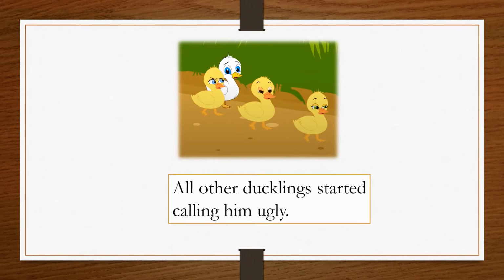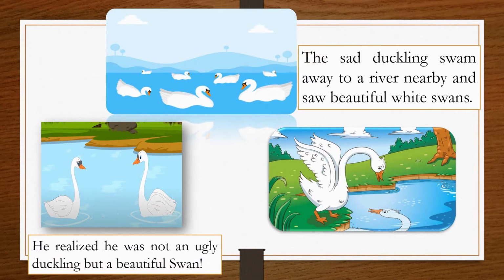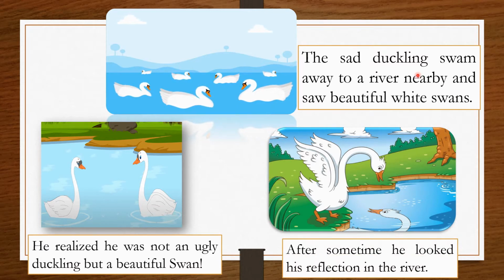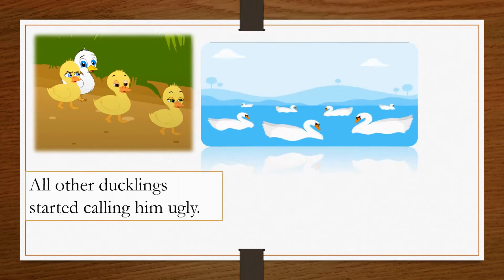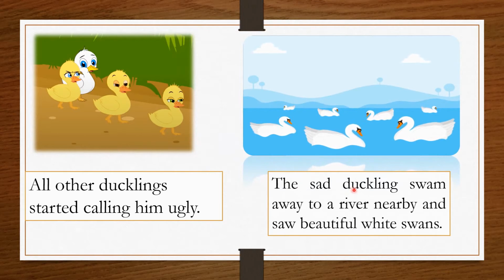Now let's see what our next sentence is. Here we have three sentences with us. The sad duckling swam away to the river nearby and saw beautiful white swans. He realized he was not an ugly duckling, but a beautiful swan. After some time, he looked at his reflection in the river. Now, students, tell me, what sentence will come next? Yes, very good. The sad duckling swam away to a river nearby and saw beautiful white swans. So this is our third sentence and this is our fourth sentence.